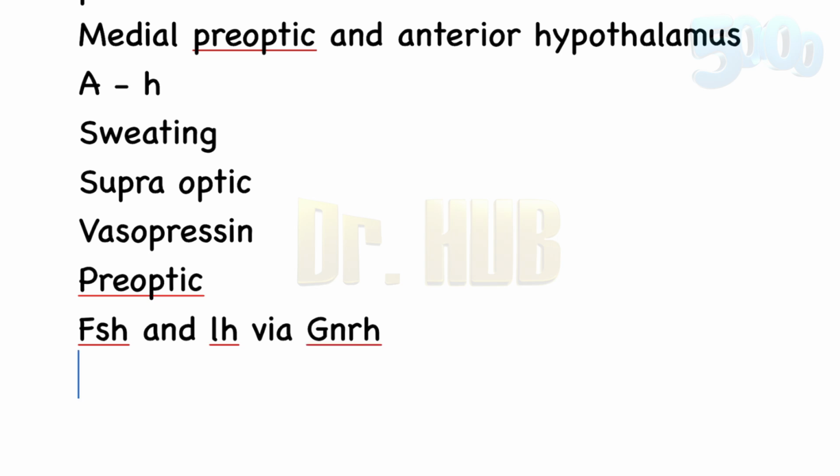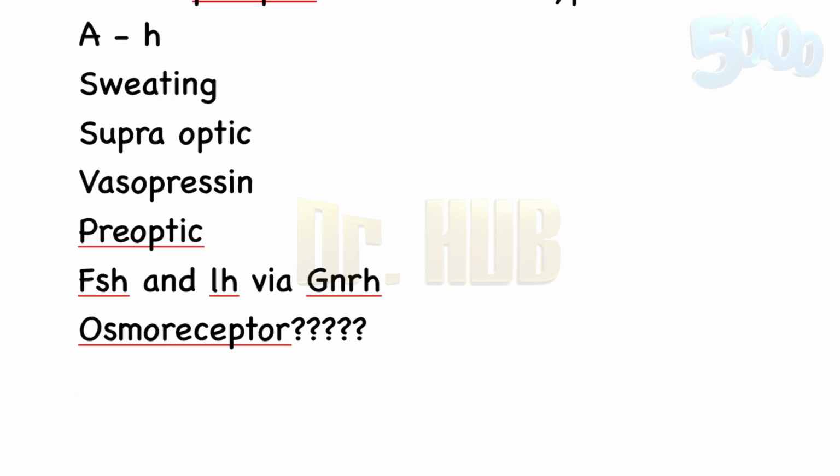Then moving on to the anterior hypothalamus, it is the osmoreceptor. So what is the osmoreceptor? The anterior hypothalamus is the osmoreceptor. Then comes the lateral hypothalamus. Lateral hypothalamus includes the hunger as well as the thirst.